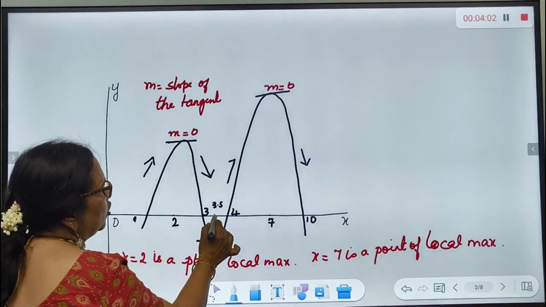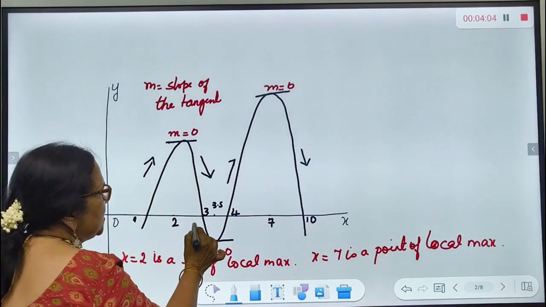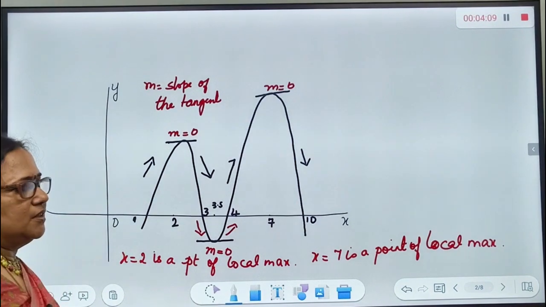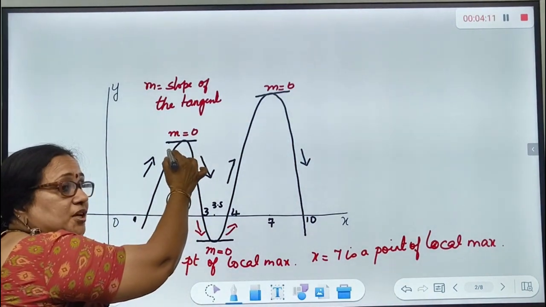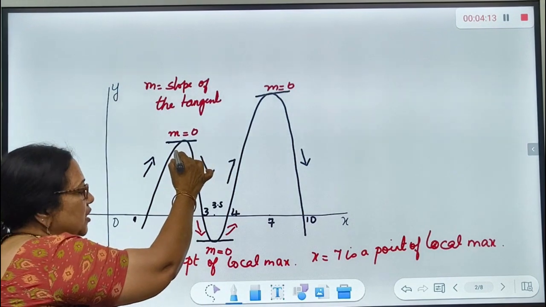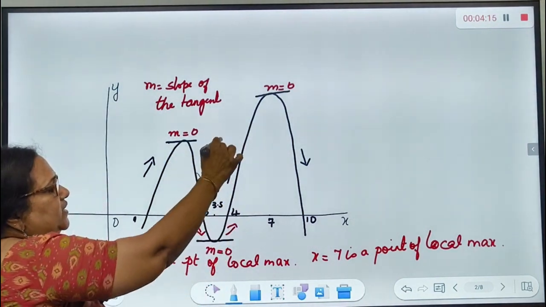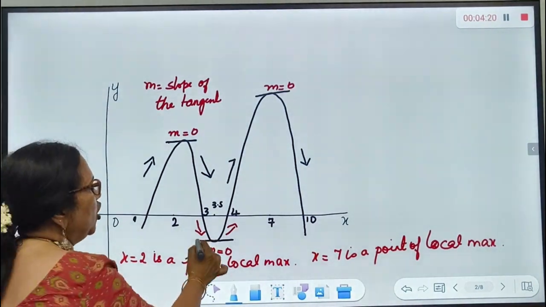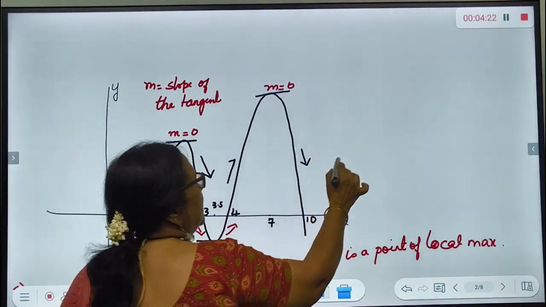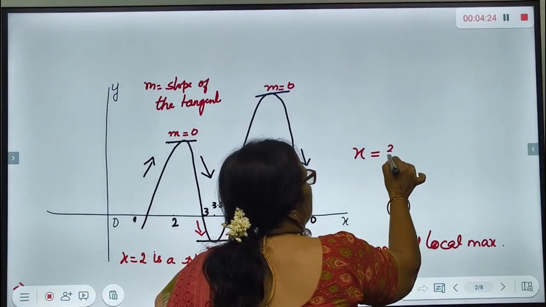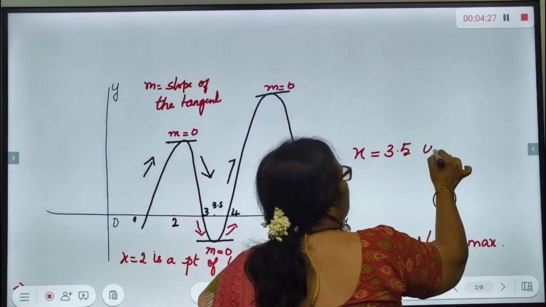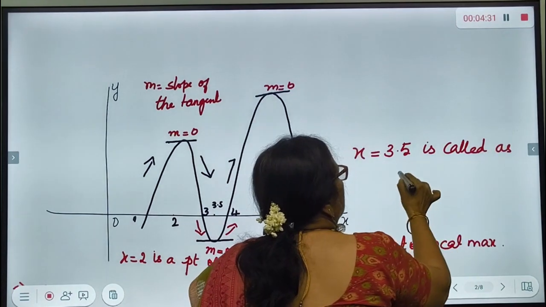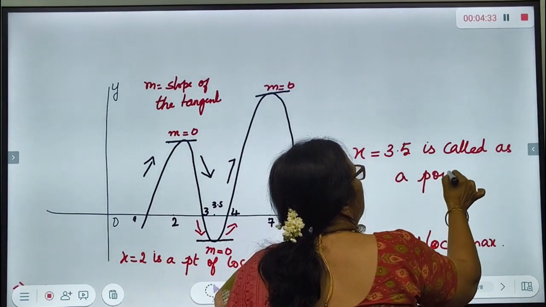What happens at x equal to 3.5? It is decreasing and then increasing. So when the graph of the function is decreasing and then increasing, there also the slope is going to be 0. Then we call this point at x equal to 3.5 a point of local minima.